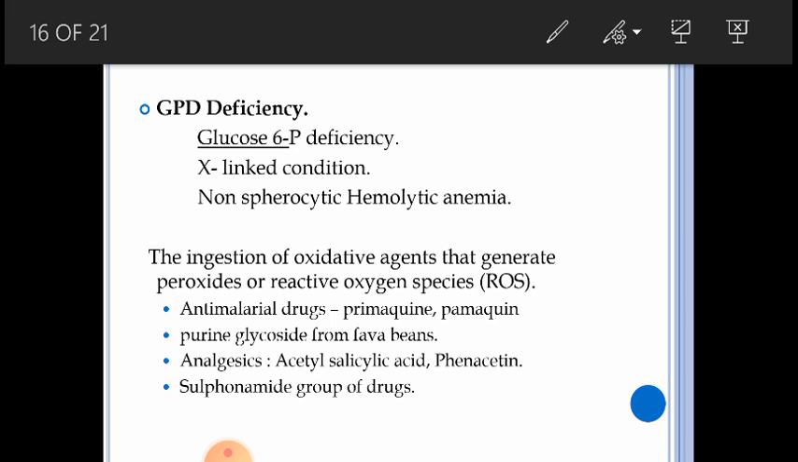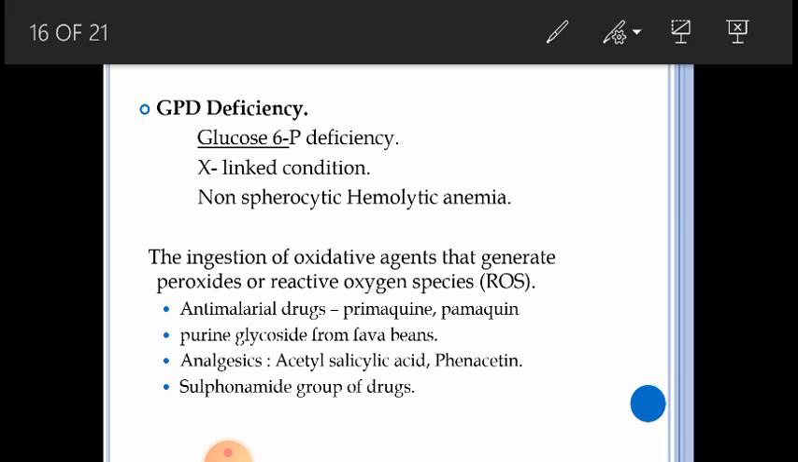Peroxide is formed by anti-malarial drugs like primaquine, which stimulate the production of peroxides, and these peroxides cause cell lysis. Since there is G6PD deficiency, NADPH is also not there for the removal of the peroxides. So together it is causing cell lysis, and it is causing hemolytic anemia.